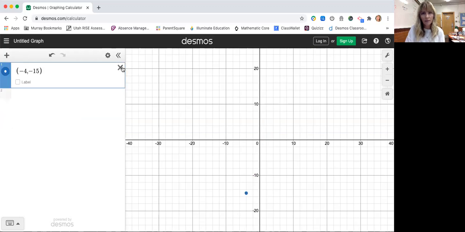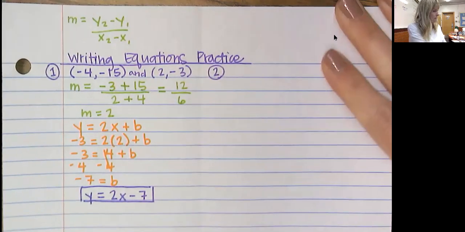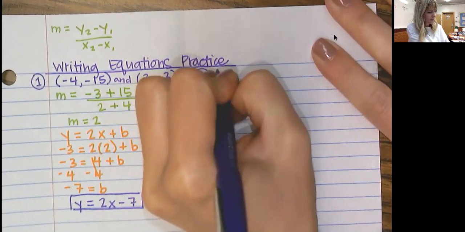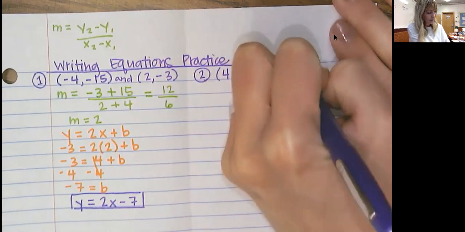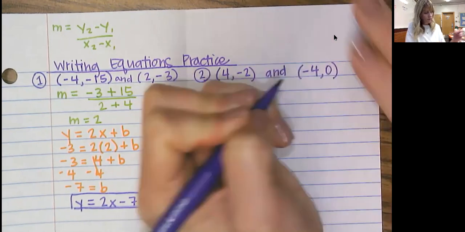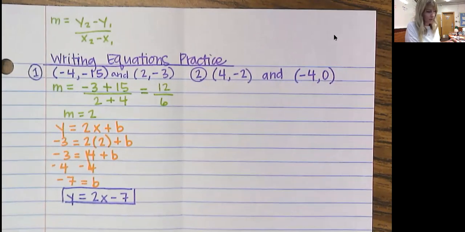Okay, back to one more example that we're gonna do together. So go ahead and write number 2 in the next column over. So here we go. I have number 1 all done. I'm gonna come over here and write number 2 over here. So the next example we're going to do together is 4 comma negative 2 and negative 4 comma 0. Those are the ordered pairs I'm giving you, and your job is to write an equation in slope-intercept form.